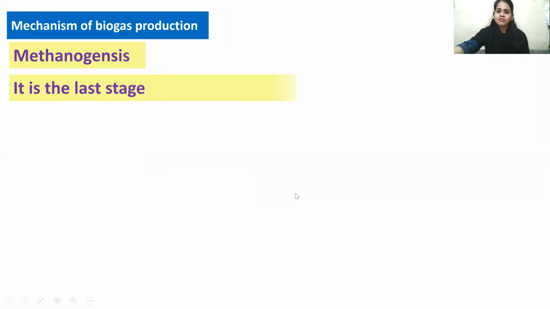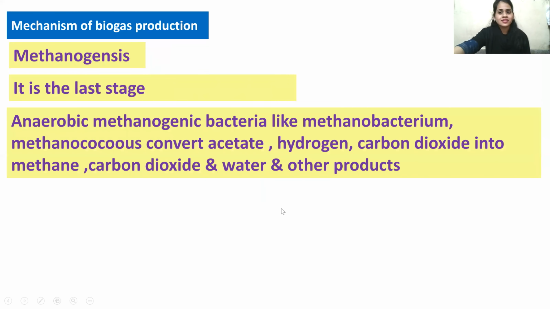Okay, then comes the last step, that is methanogenesis. So methanogenesis is the last stage. Now there are methanogenic bacteria, right? Since the name is methanogenesis, the methanogenic bacteria, like Methanobacterium and Methanococcus, what will they do? They will further convert what was formed in the second step. So it will convert acetate, hydrogen and carbon dioxide into methane, carbon dioxide, water and other products.